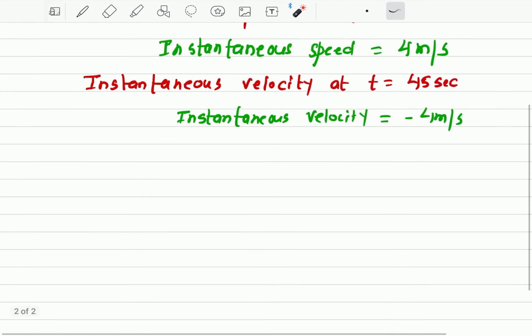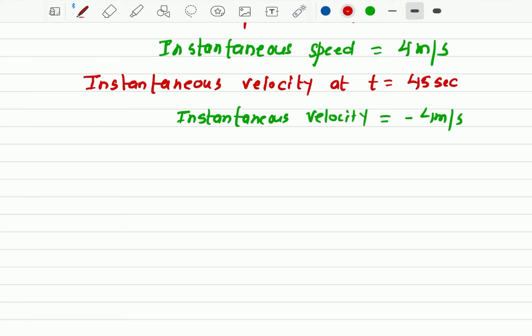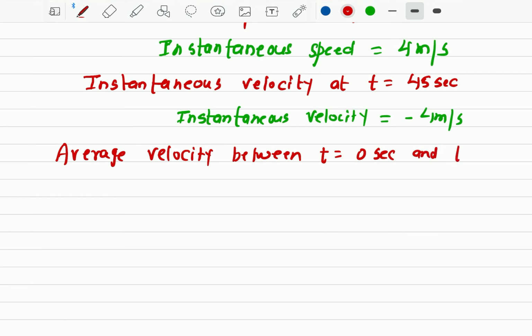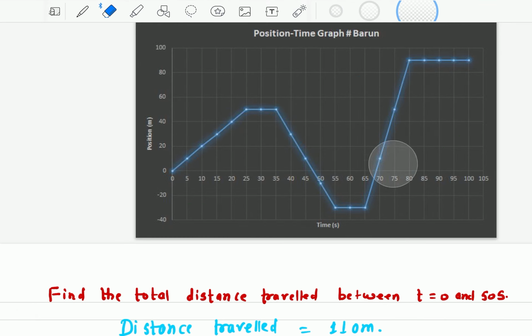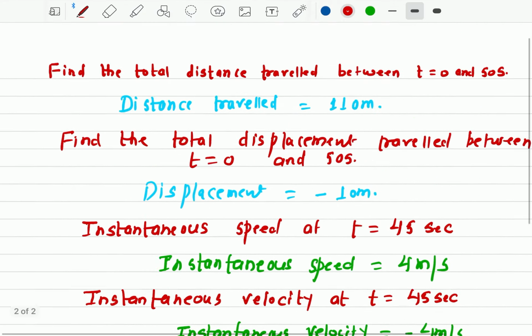Okay, so now the one other part we're going to calculate is average velocity between time equals, let's say, 0 seconds and time equals 60 seconds. We're going to find out the average velocity. Okay, 0 and 60. So let's circle that. Where is 0? Here. And where is the 60 second? And we have to find out the average velocity.